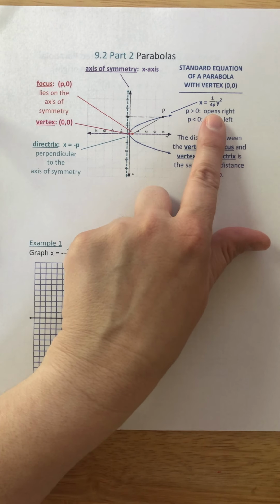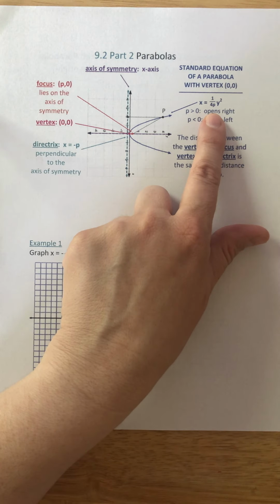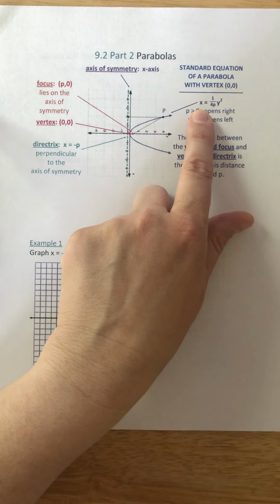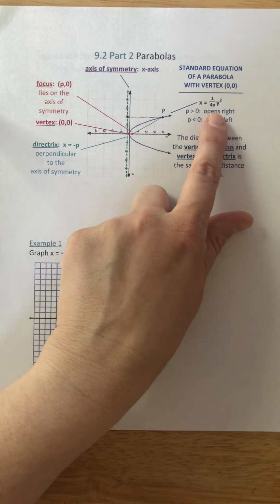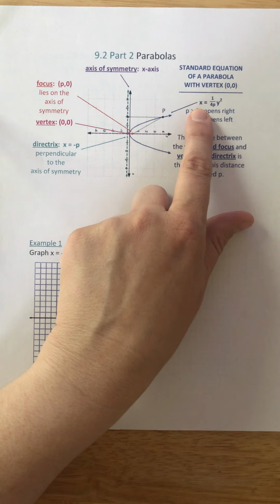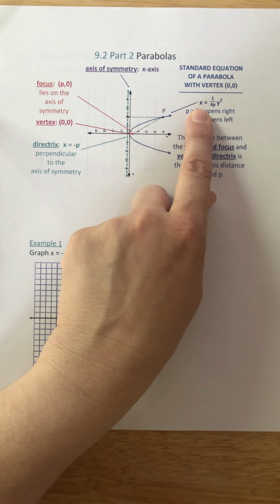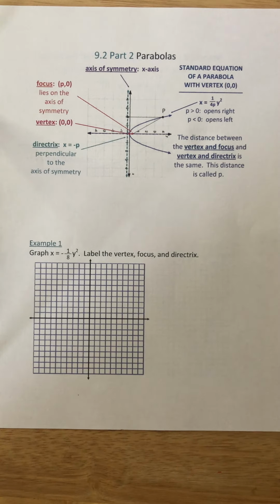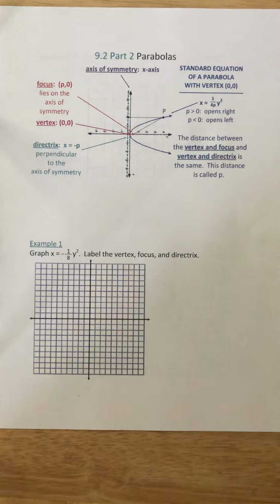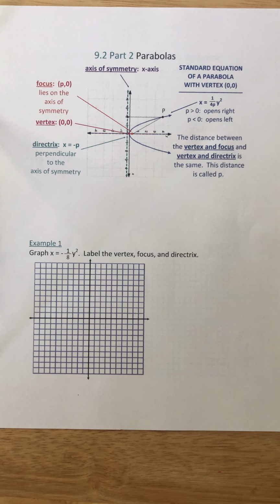So yesterday's formula, we had y equals 1 over 4p times x squared. But today's formula, we have x by itself. X equals 1 over 4p times y squared. And so that lets us know that this parabola is going to open to the left or to the right because it's solved for x. So the ones that have y by itself, or y to the first power by itself, those are parabolas that open up and down. But if you have an x to the first power and a y squared, those are the parabolas that open to the left and to the right.